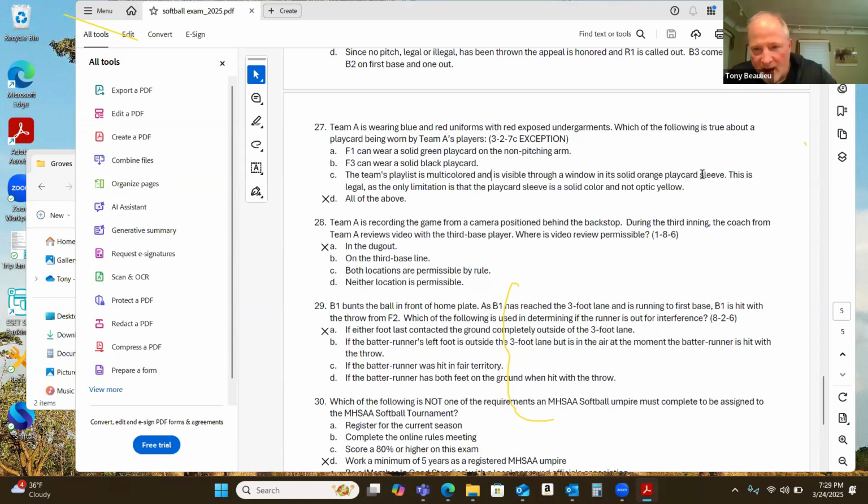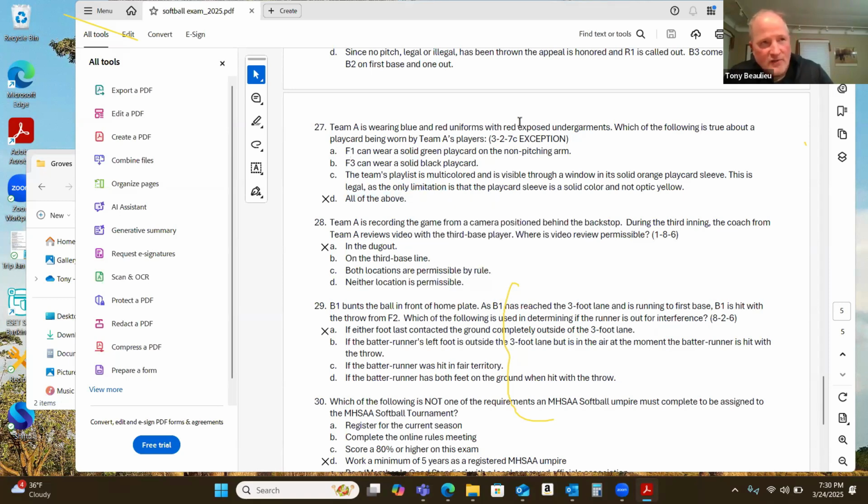And then C, the team's playlist is multicolored and is visible through a window in its solid orange play card sleeve. This is legal, as the only limitation is that the play card sleeve is a solid color and not optic yellow. So basically, the paper doesn't really matter. It's the sleeve that surrounds it. So all of the above are legal.